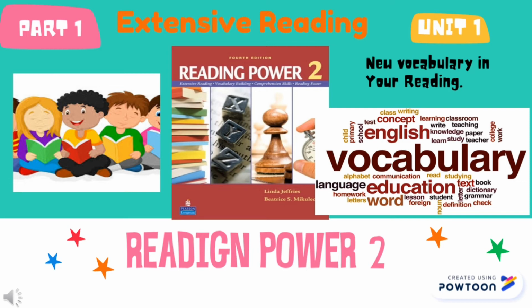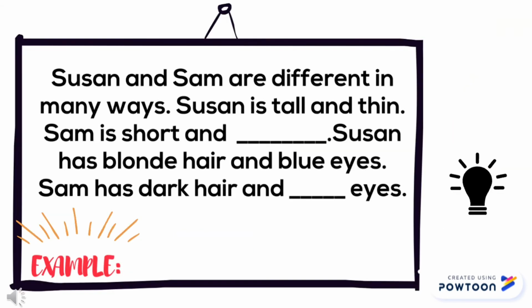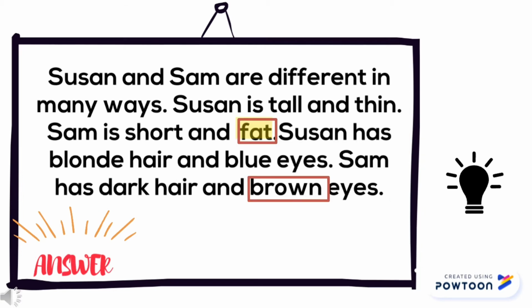If you stop often for new words, you will read slowly and forget the story. Another suggestion is to try to use the other words and sentences in the story to help you guess the general meaning of words. For example, Susan and Sam are different in many ways. Susan is tall and thin. Sam is short and Susan has blonde hair and blue eyes. Sam has dark hair and the answer is: Susan and Sam are different in many ways. Susan is tall and thin. Sam is short and fat. Susan has blonde hair and blue eyes. Sam has dark hair and brown eyes.